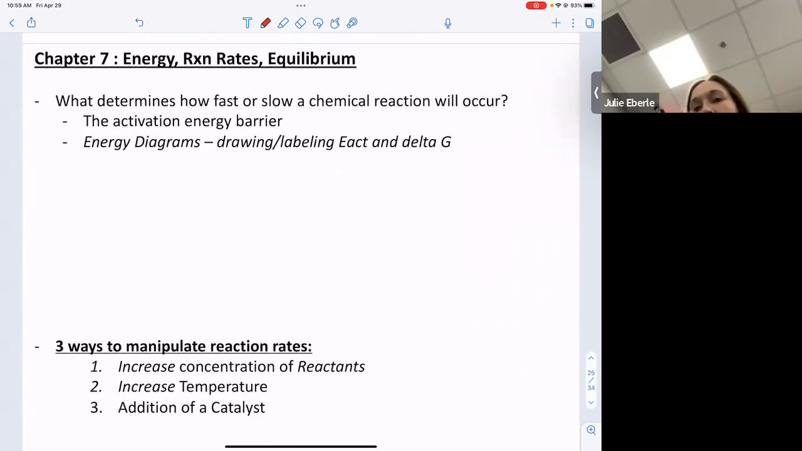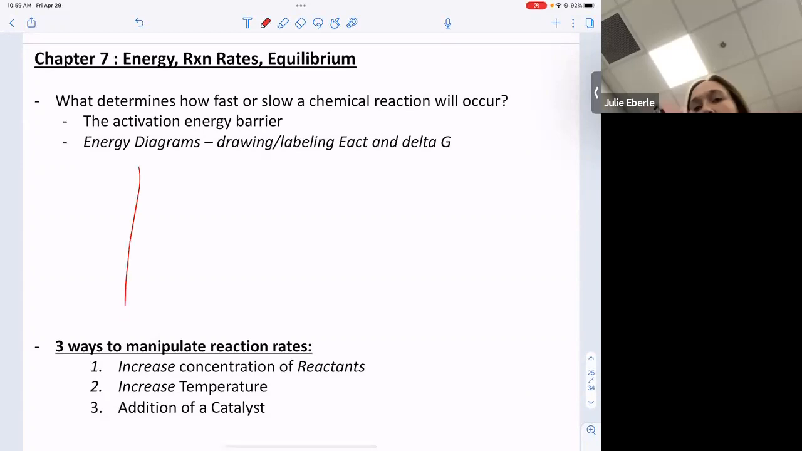Okay, chapter 7, we're going to talk about reaction rates and then equilibrium and maybe Le Chatelier's principle. So here, what determines how fast or slow a chemical reaction will occur? That's the next topic we assess after assessing energy in delta G. And we said the activation energy on an energy diagram essentially determines how fast or slow something will be.